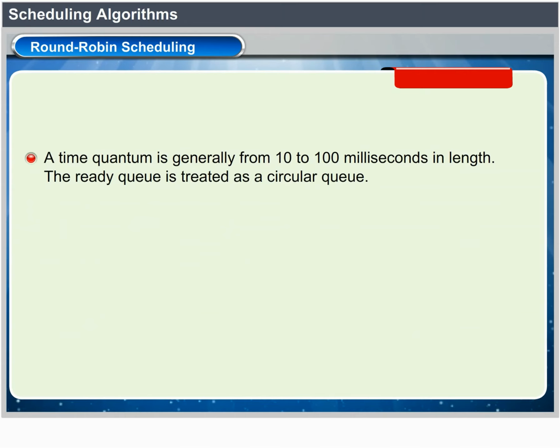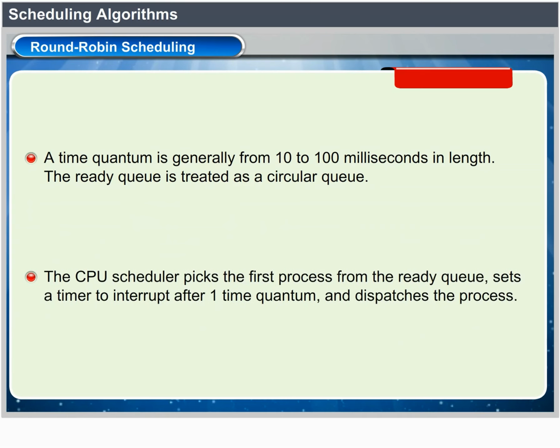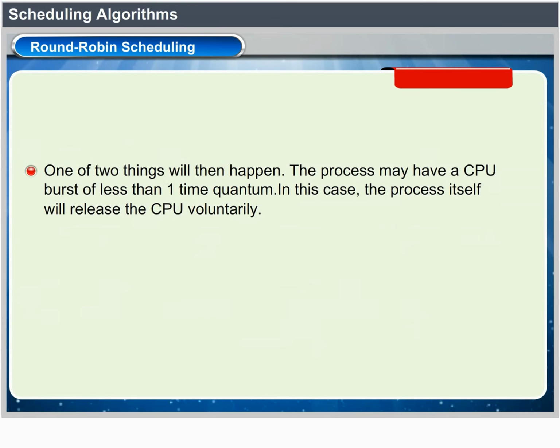The CPU scheduler picks the first process from the ready queue, sets a timer to interrupt after one time quantum, and dispatches the process. One of two things will then happen. The process may have a CPU burst of less than one time quantum. In this case, the process itself will release the CPU voluntarily. The scheduler will then proceed to the next process in the ready queue.